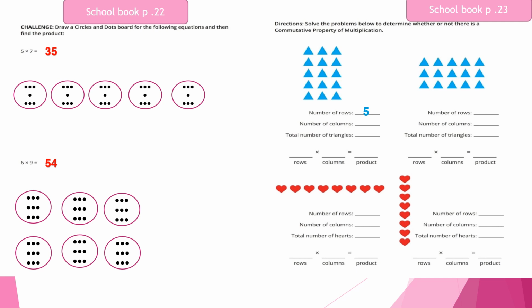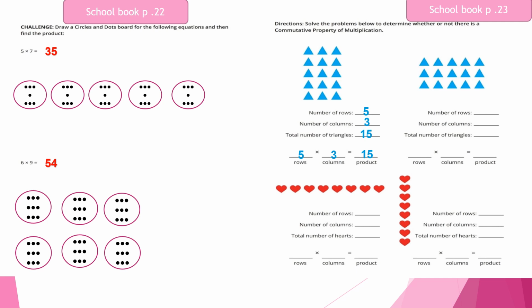What is the number of columns? How many columns do we have? 3 columns. If I wanted to find the total, I can multiply rows times columns. So, rows times columns equals 15. 5 times 3, 15. So, the total number of triangles is 15.